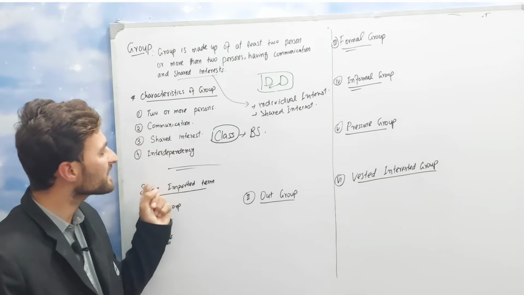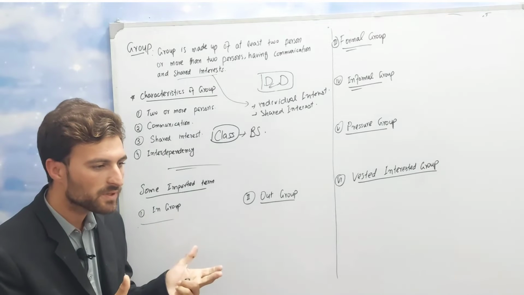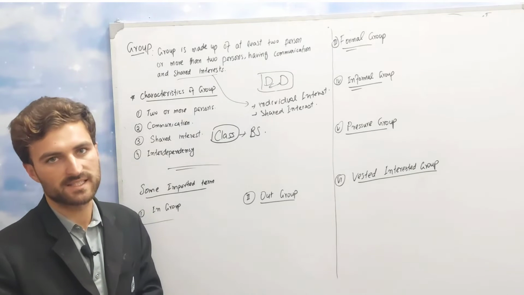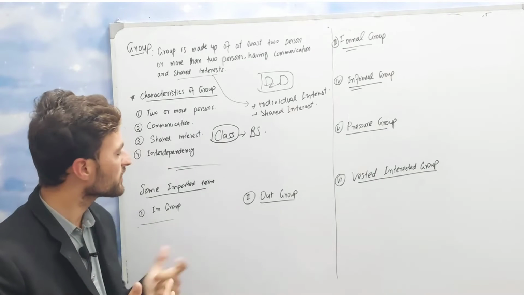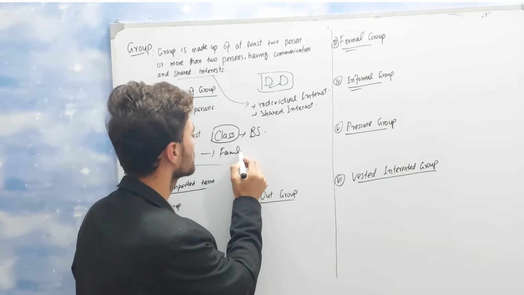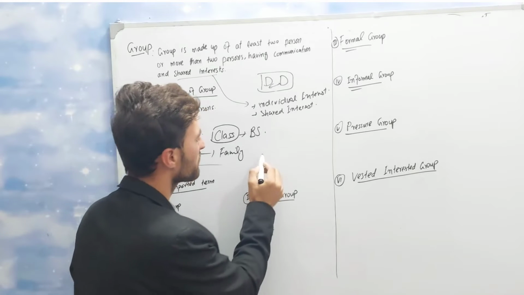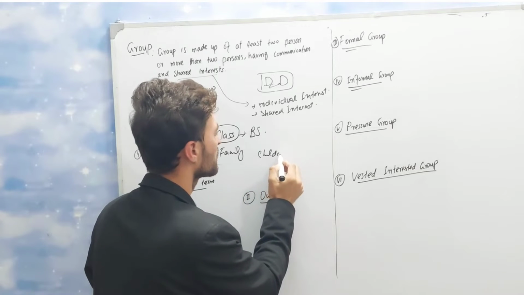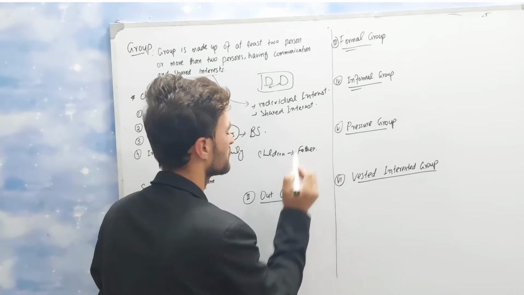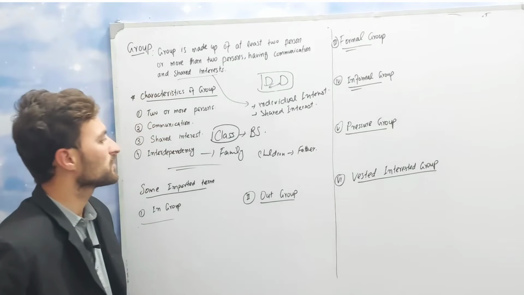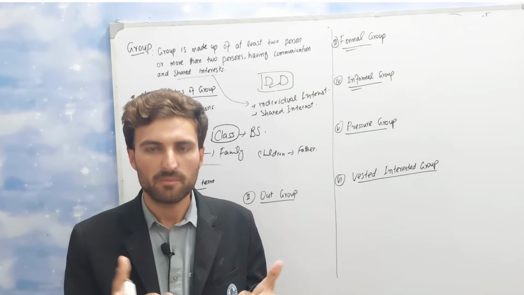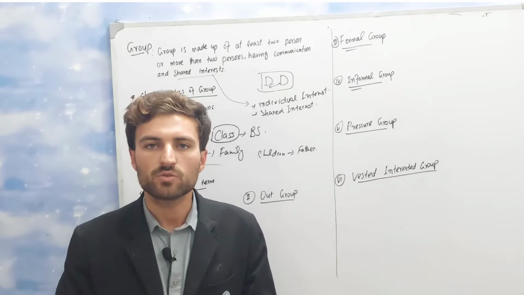The last point is interdependency. In a group, the people depend upon one another, so it is very important. Let's suppose I am taking the example of a family. The children depend upon the father's income. So there will be interdependency among the individuals of the group.